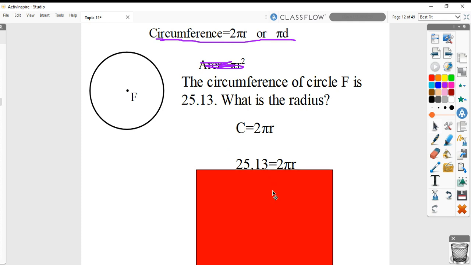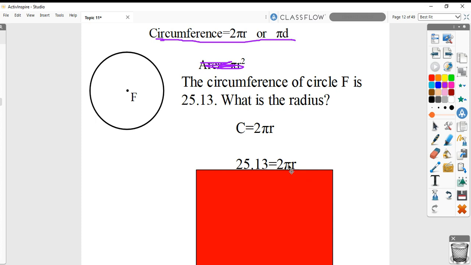25.13 equals 2 times pi times the radius. Now we are looking for the radius. That's the item that we are trying to find right here, the radius. So look at the right side of the equation. Look at what's happening. We've got 2 times pi times r. Everything that's happening to r is multiplication. It's being multiplied times 2 and times pi.